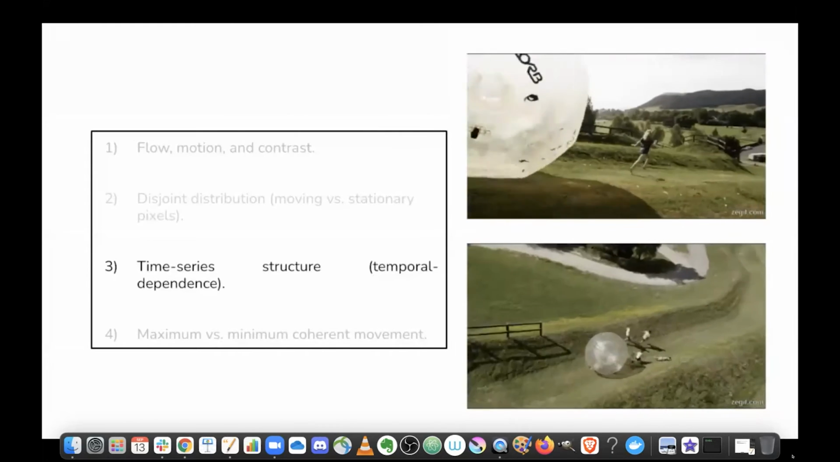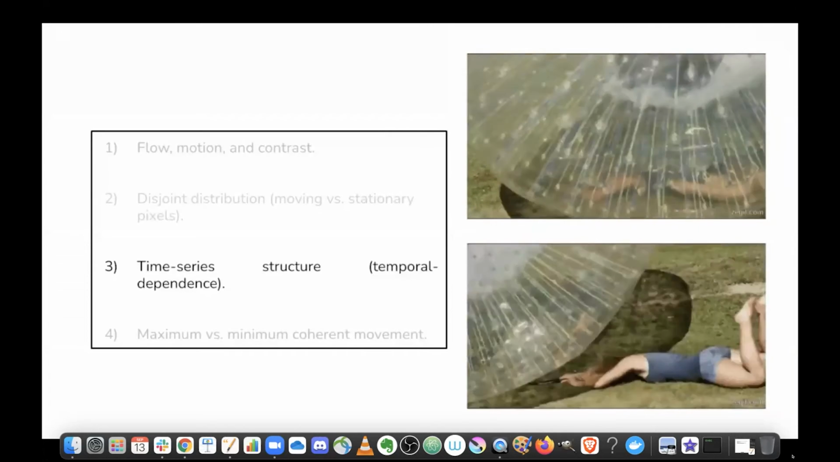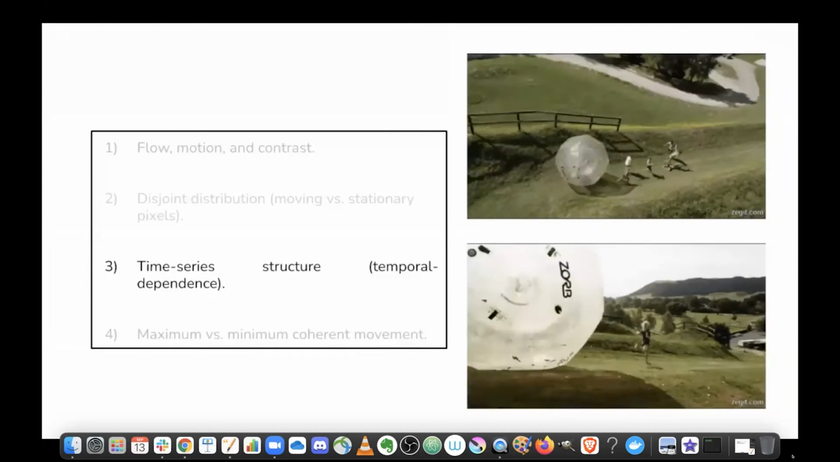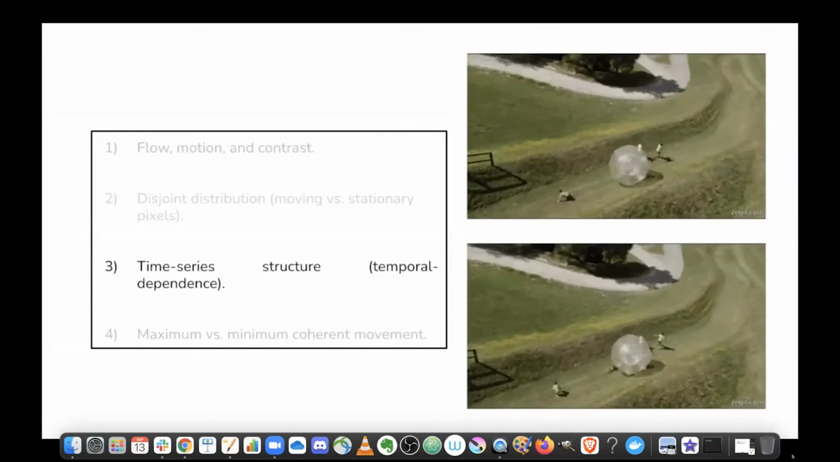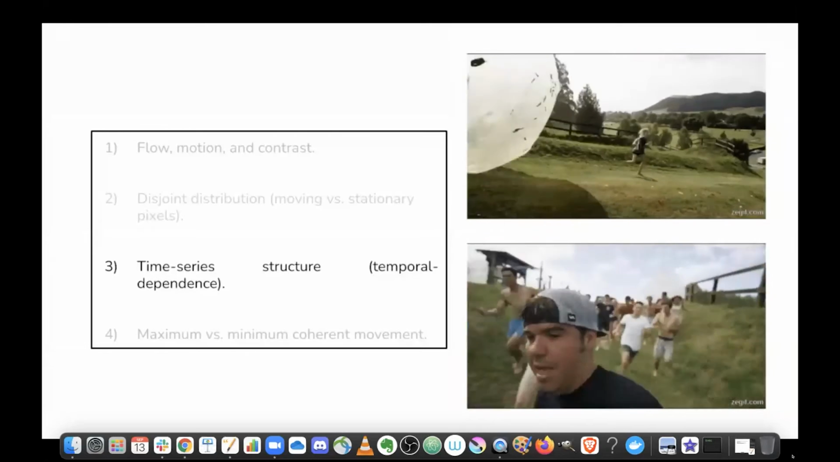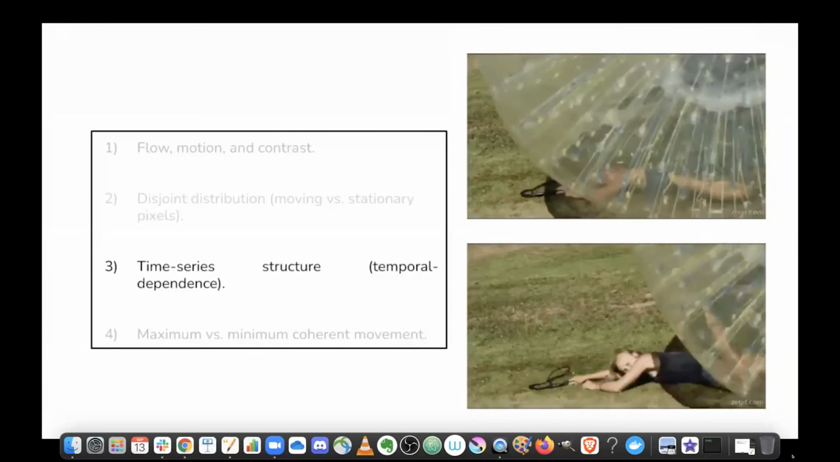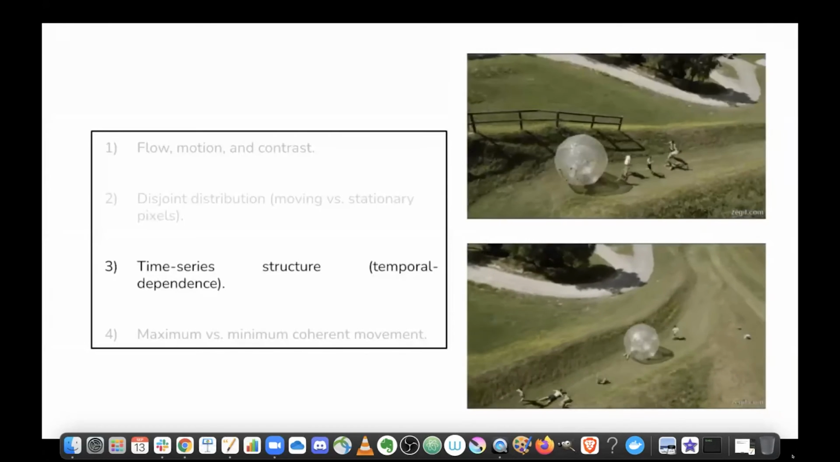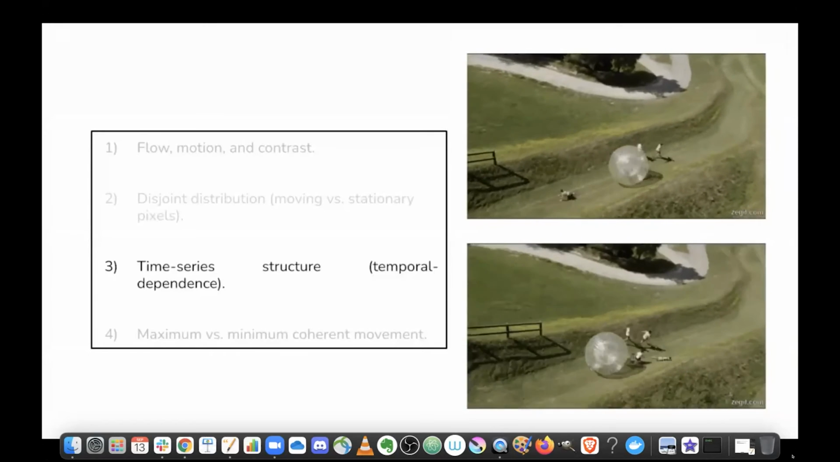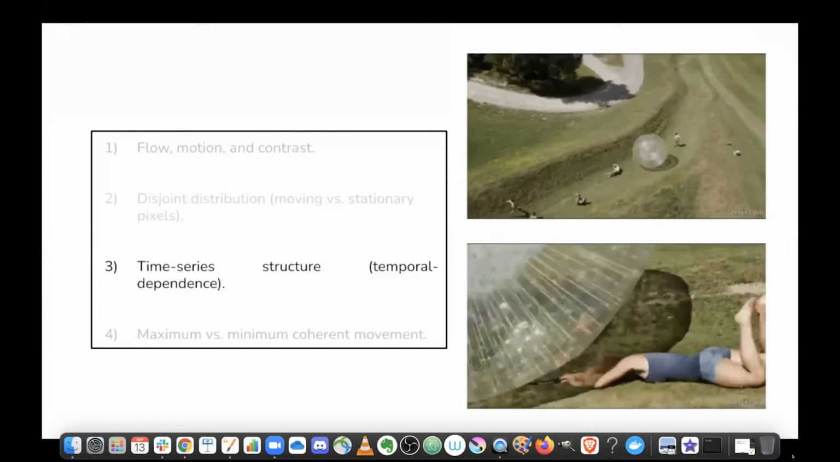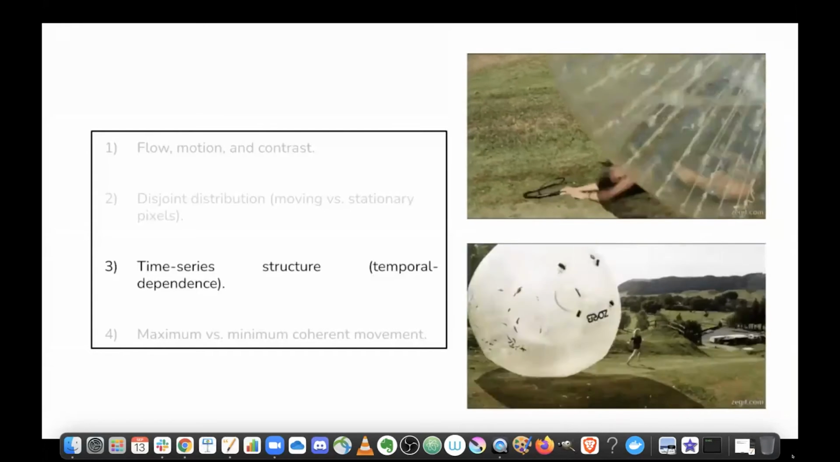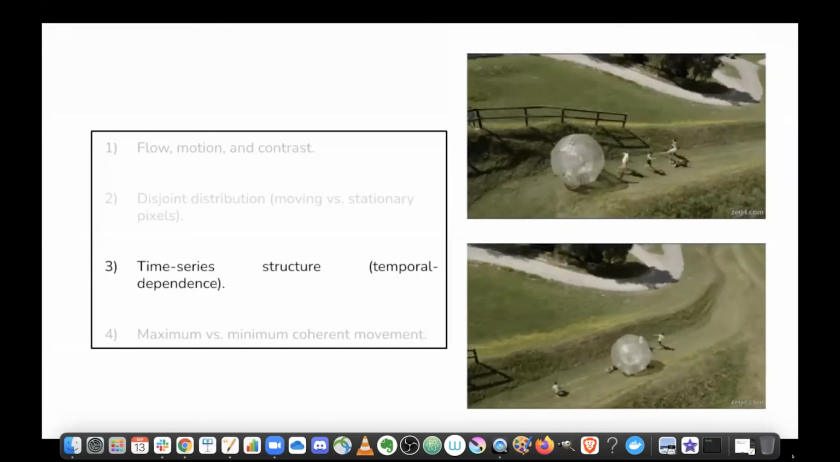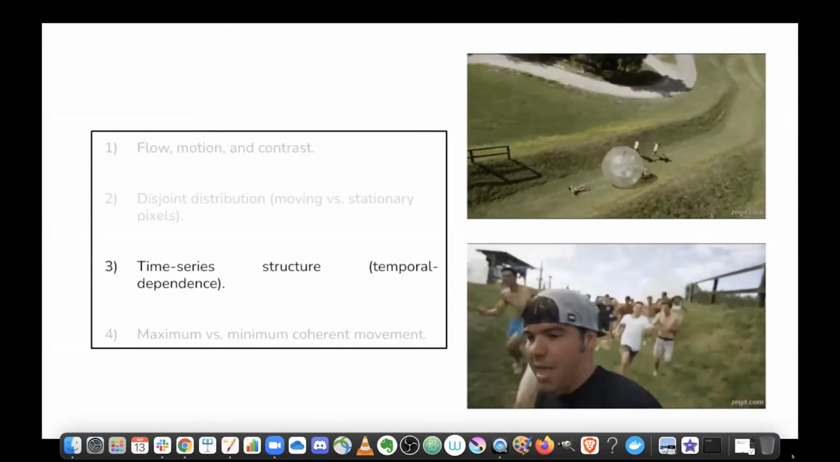So when you're viewing the top movie versus the bottom movie, there's a different Gibsonian information content in this comparison. And of course, imagine if you trained an agent on the top movie and then you presented it the bottom movie, would they be able to interpret the bottom movie as being part of the top movie, or would they not? That's where disjoint distributions and time series structure become important.